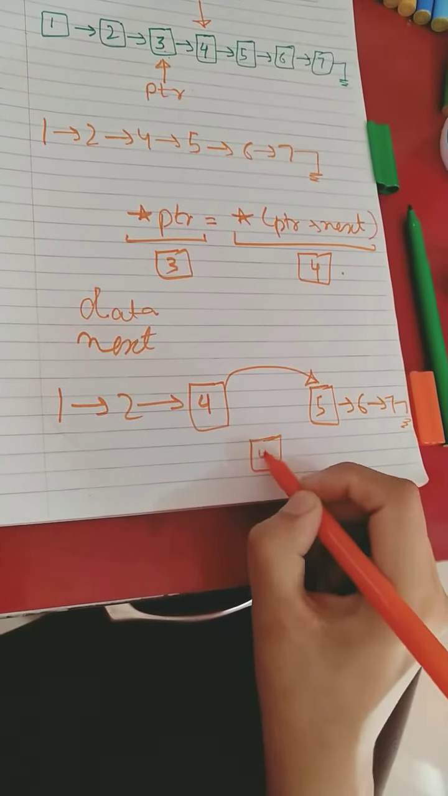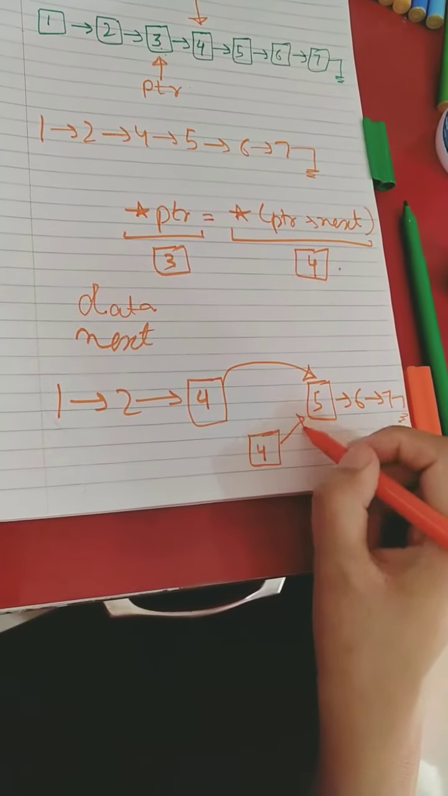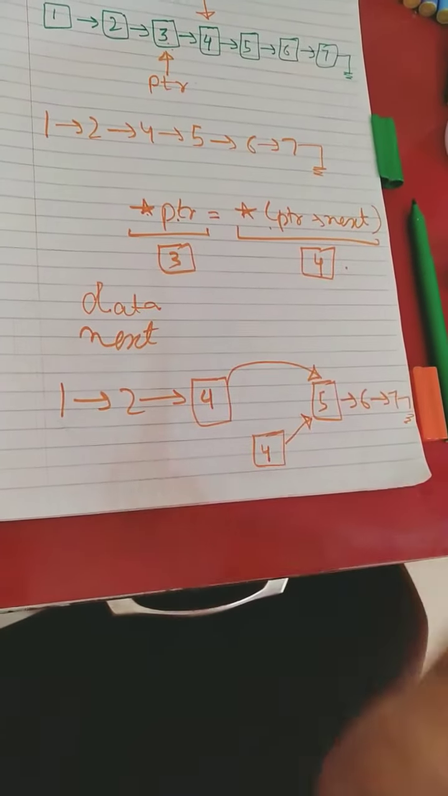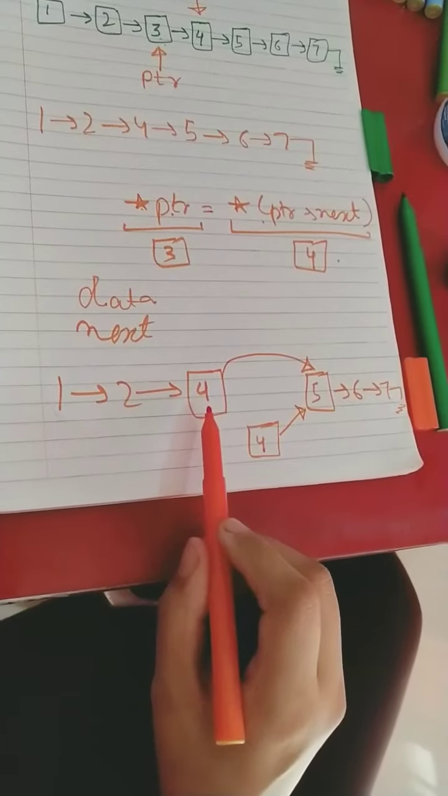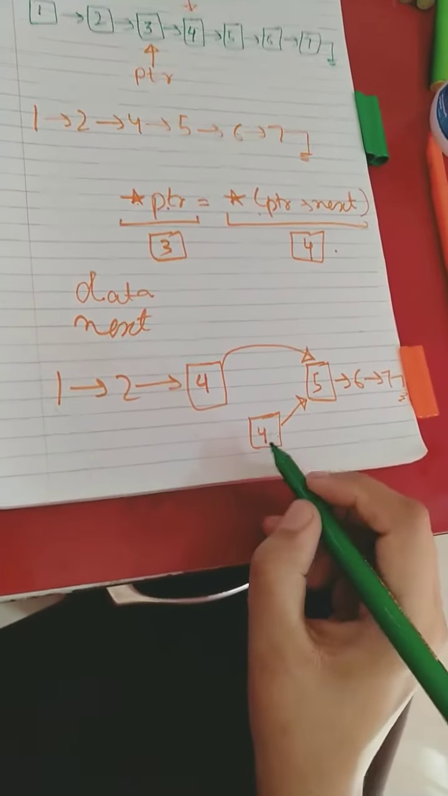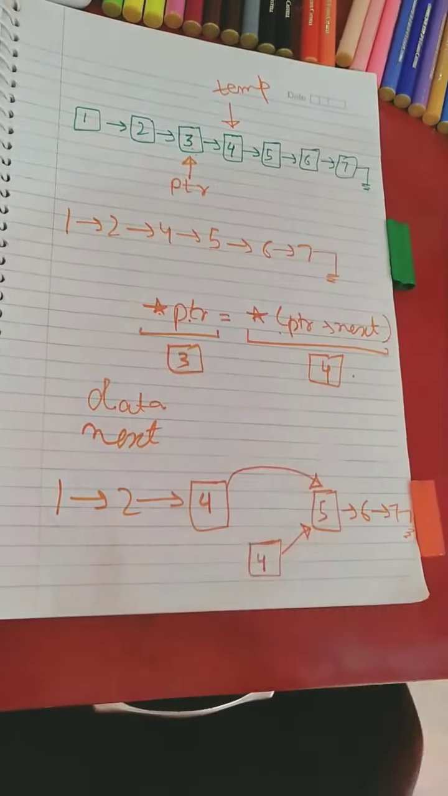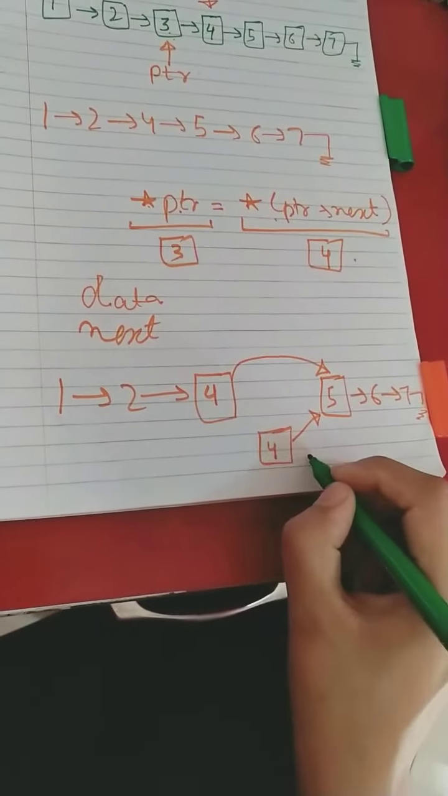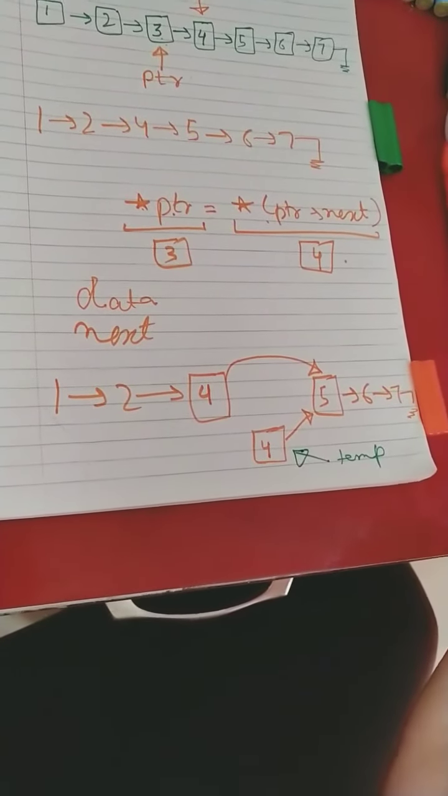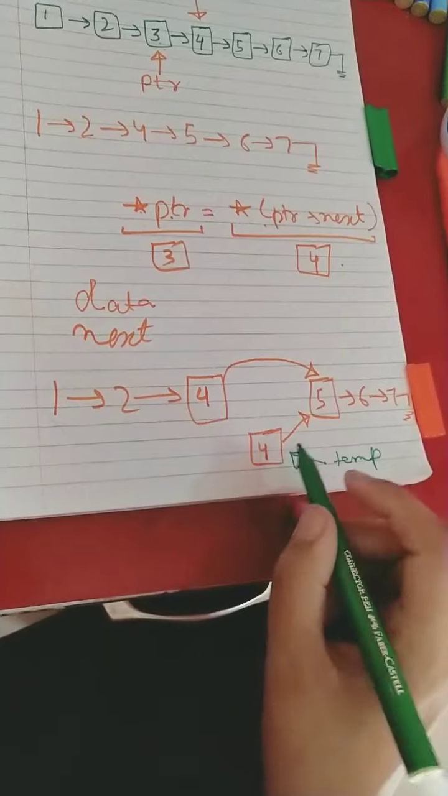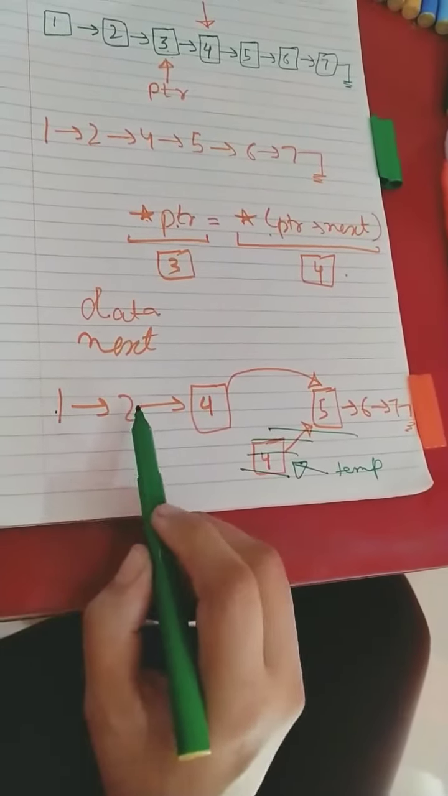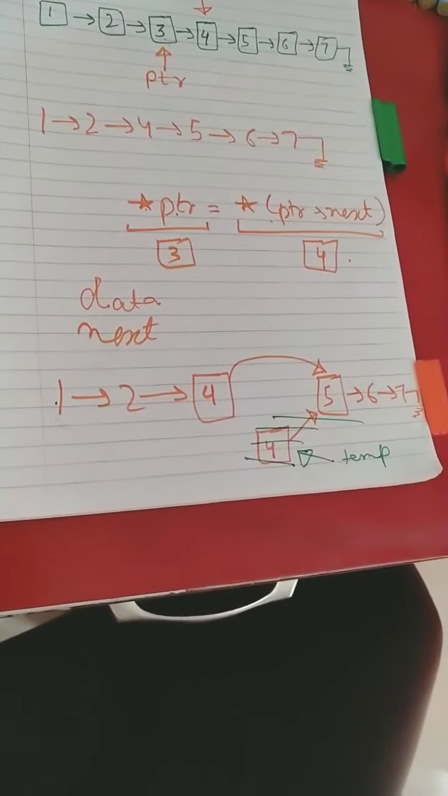And the original 4th node is still here. On writing value at PTR equals value at PTR next, it becomes like this. And we had pointed the 4th node by temp. So we already have a pointer pointing to the 4th node. All I have to do now is delete the temp. So this portion will go away and we will get this list: 1, 2, 4, 5, 6, 7.